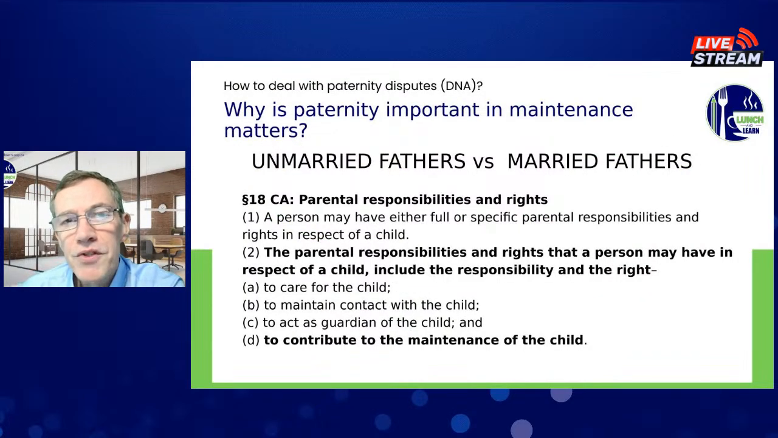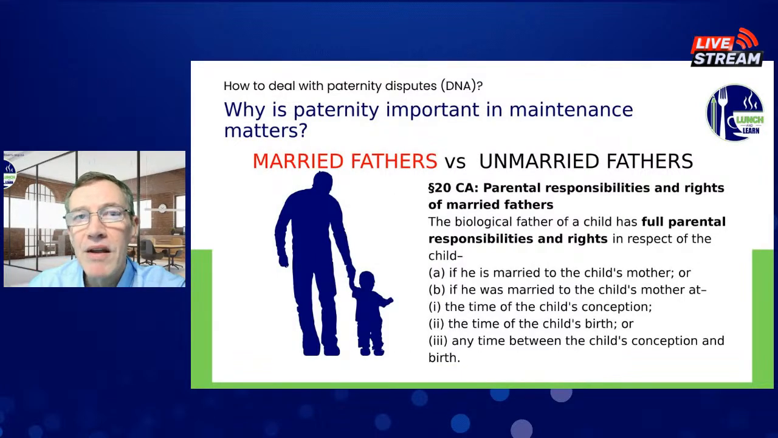I've referred to parental responsibilities and rights. Now, those are rights that are conferred to you in terms of the Children's Act, specifically Section 18, where it says that parental responsibilities and rights are rights in respect of a child, and it includes the responsibility and the right to care for the child, to maintain contact with the child, to act as a guardian of the child, and then lastly, to contribute to the maintenance of the child. So those are the parental responsibilities and rights that both parents would have in terms of the Children's Act. And it's important to keep that in the back of your mind, specifically when it comes to the distinction between married and unmarried fathers.